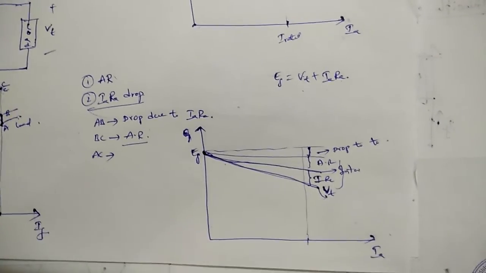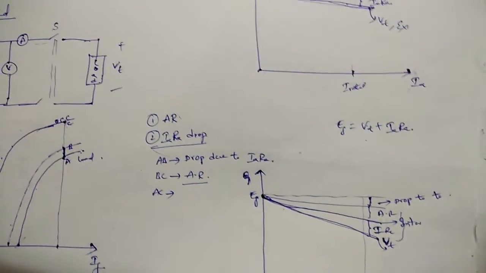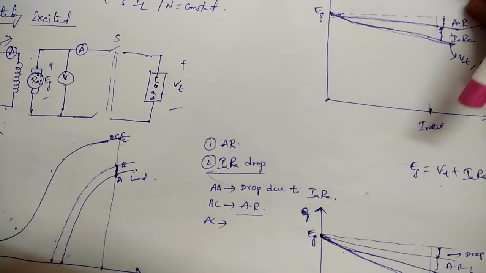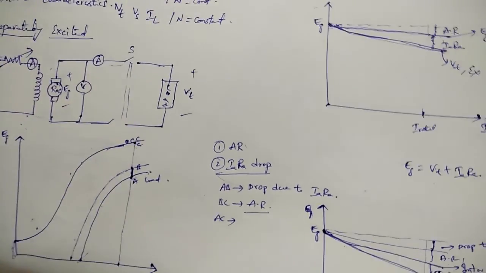Okay. So this is about the DC shunt generator characteristics, and we will see the series generator and compound generator characteristics in the next video.